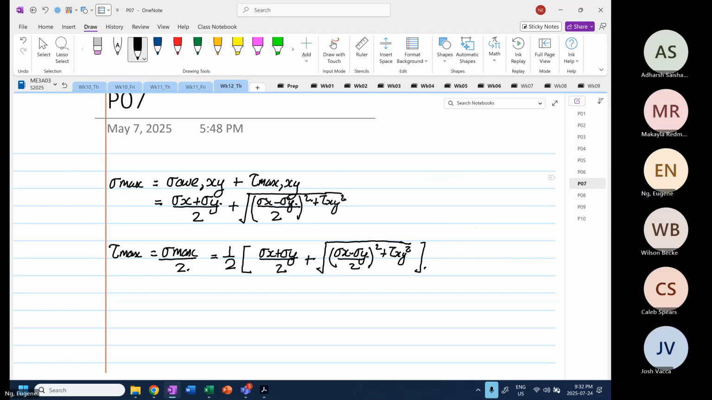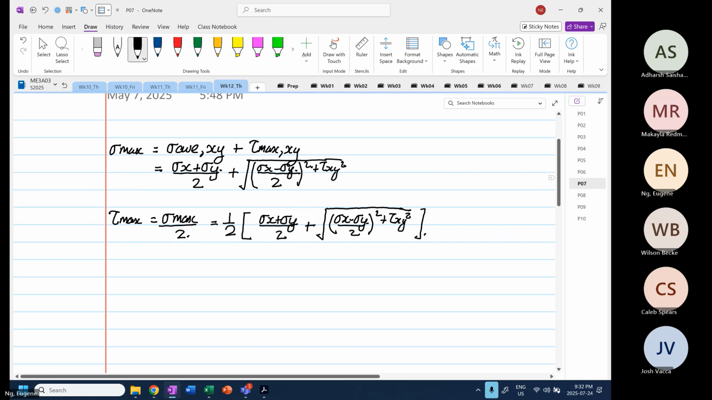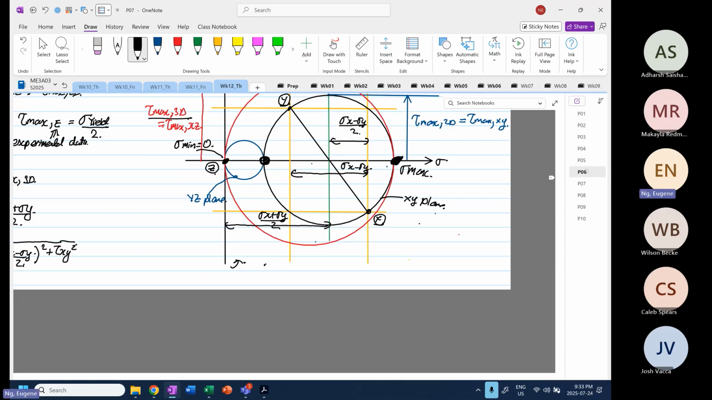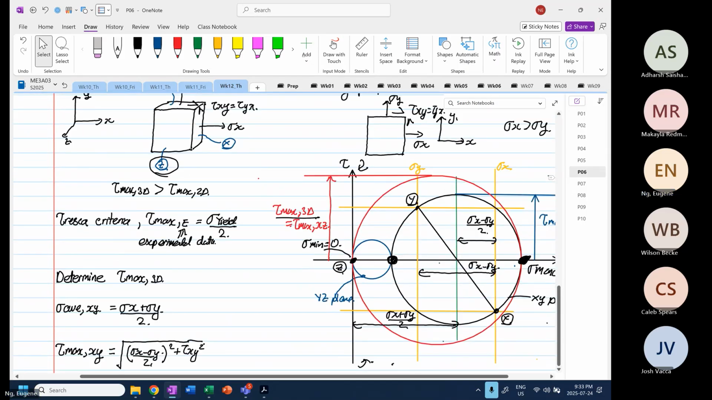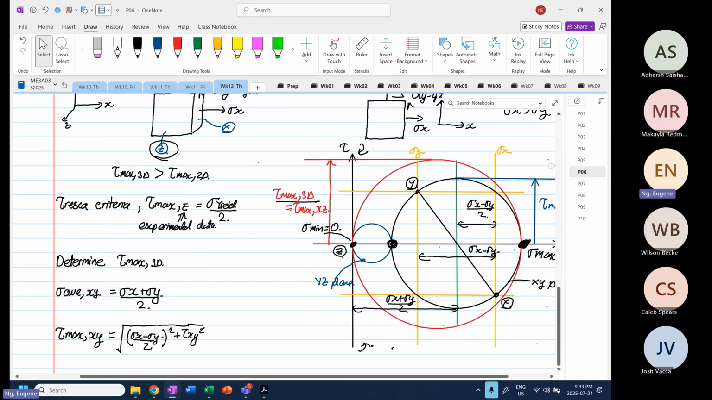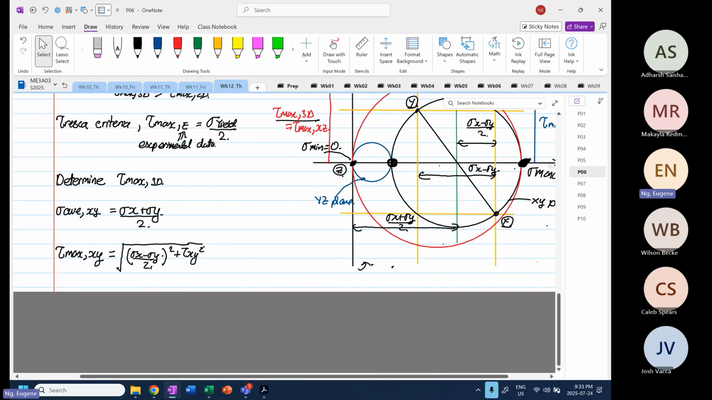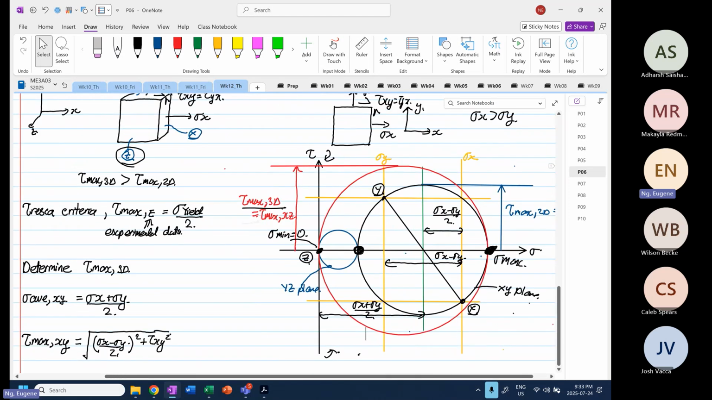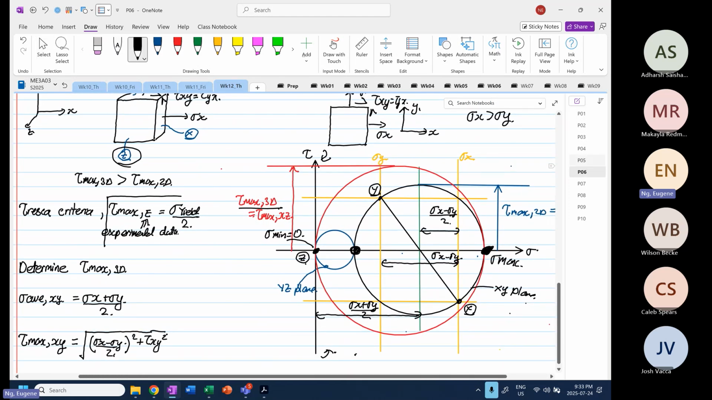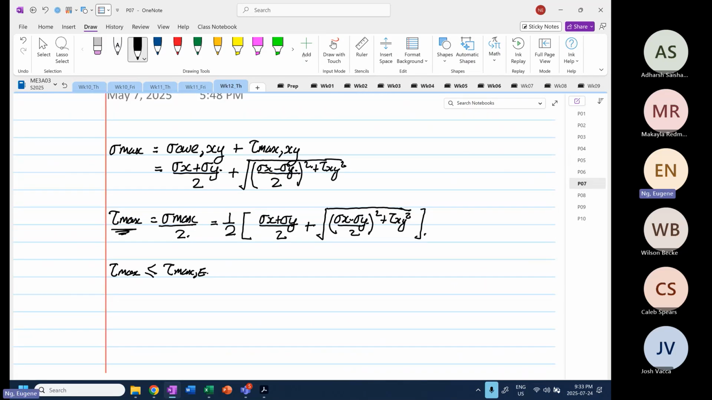From here, this tau max over here must be less than or equal to the tau max experiment. The tau max experiment from what we had earlier, not here, sorry. Where's my tau max experiment? Yeah, the tau max experiment over here. So this condition, tau max that we calculate must be less than or equal to tau max experiment. This is one condition that you can see.